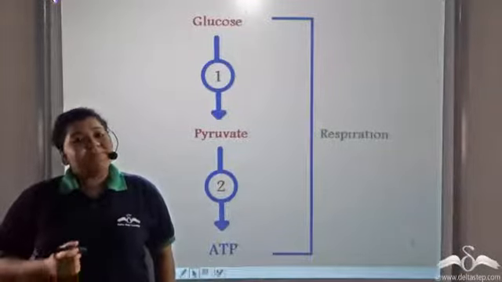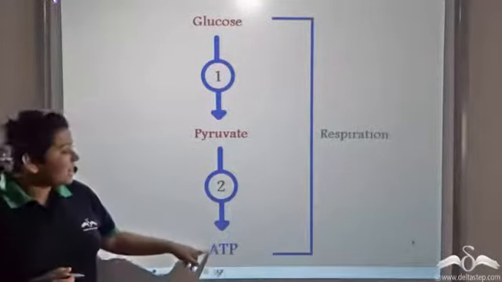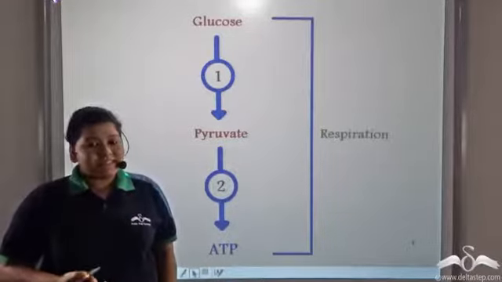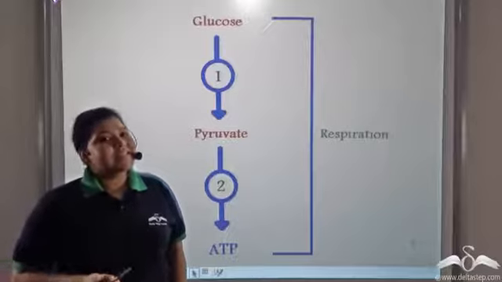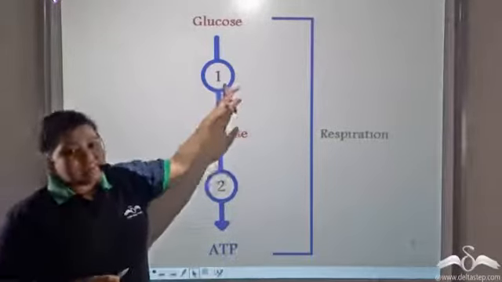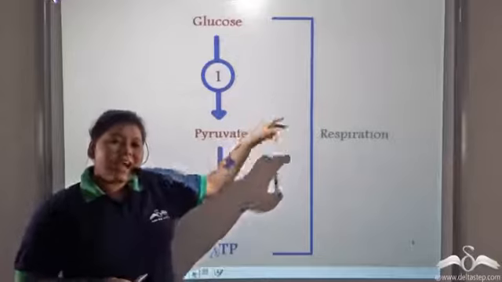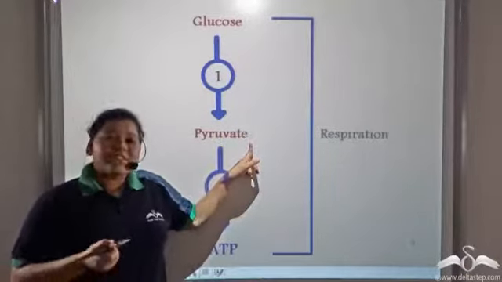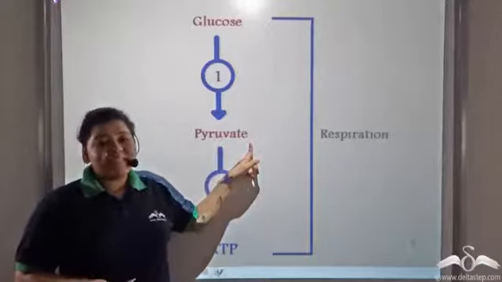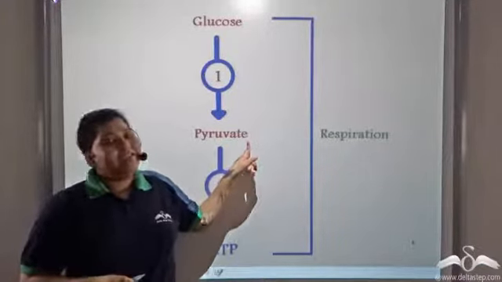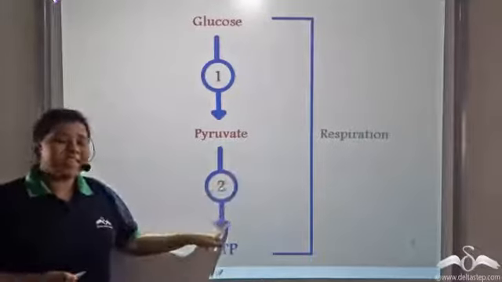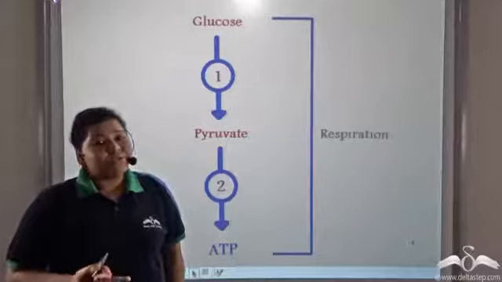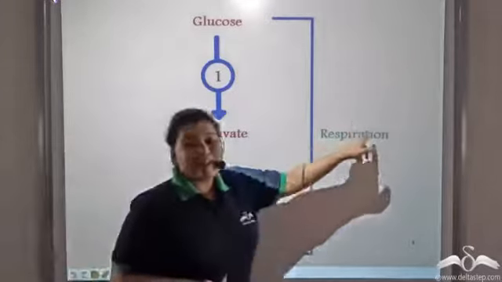So glucose breaks down to form ATP, which is a chemical energy, in a two-step process. The first step is glycolysis, which takes place in the cytoplasm, and pyruvate is formed. Next is the Krebs cycle, which takes place in the mitochondria, where pyruvate gets converted into ATP. Now the sum total of these two processes forms respiration.